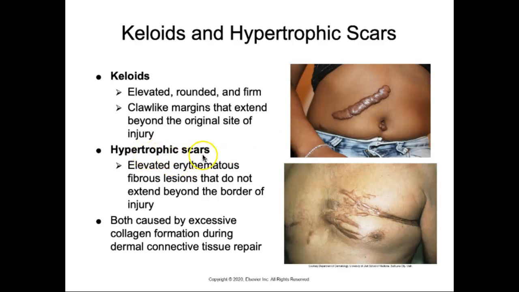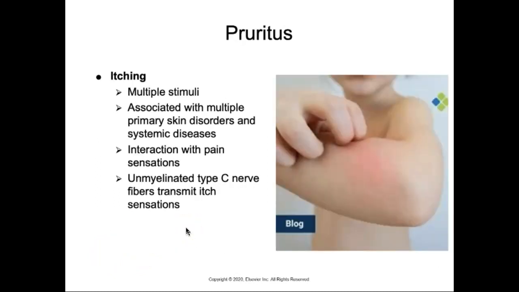Our hypertrophic scars are going to be these elevated erythematous fibrous lesions. They don't extend beyond the border of the injury and can appear anywhere from 3 to 4 months after an injury takes place, and then it could regress within a year. Now, both of these lesions are going to be caused by excessive collagen formation during the dermal connective tissue repair process.